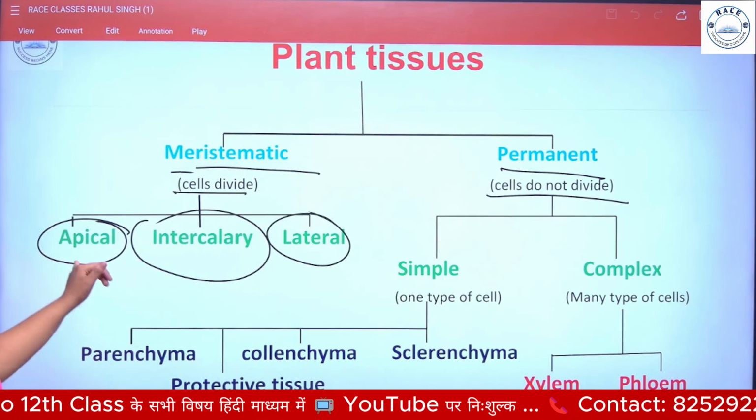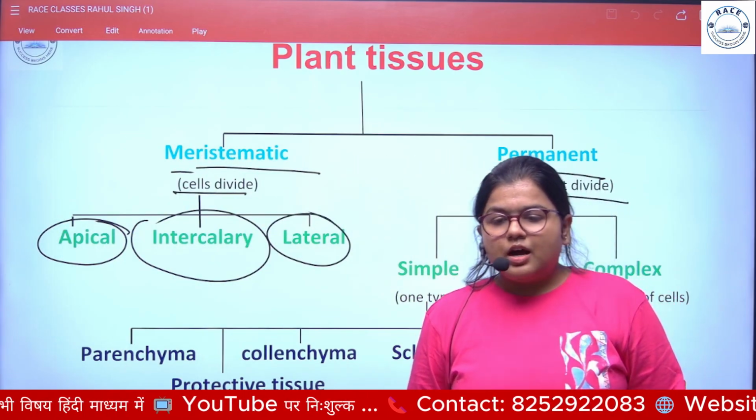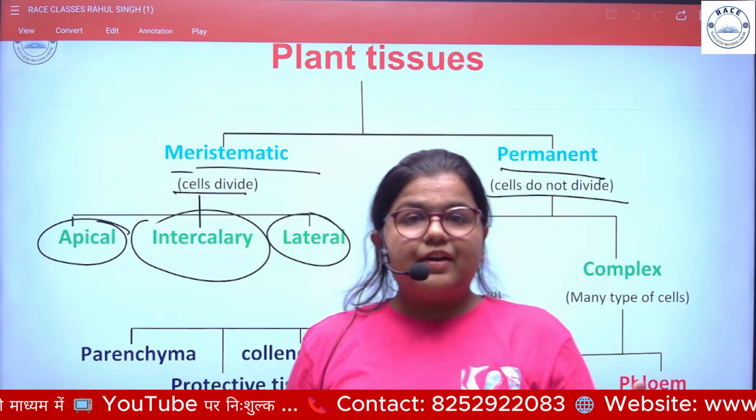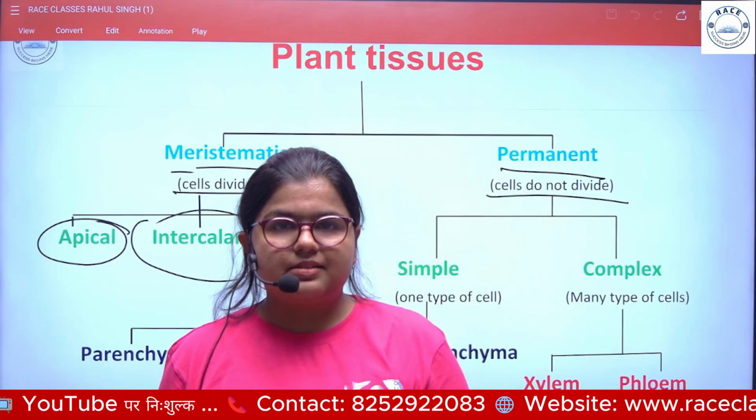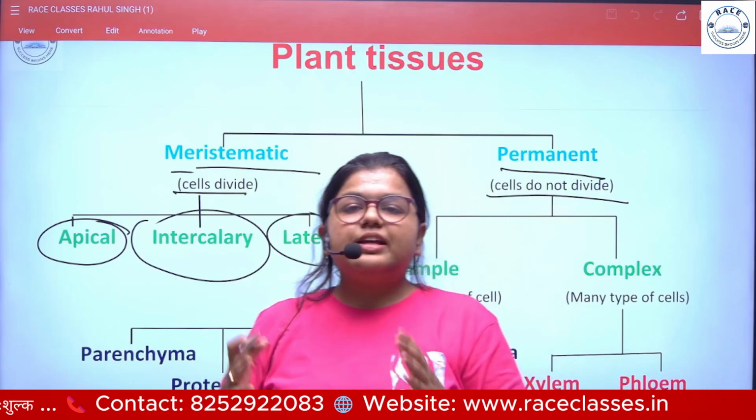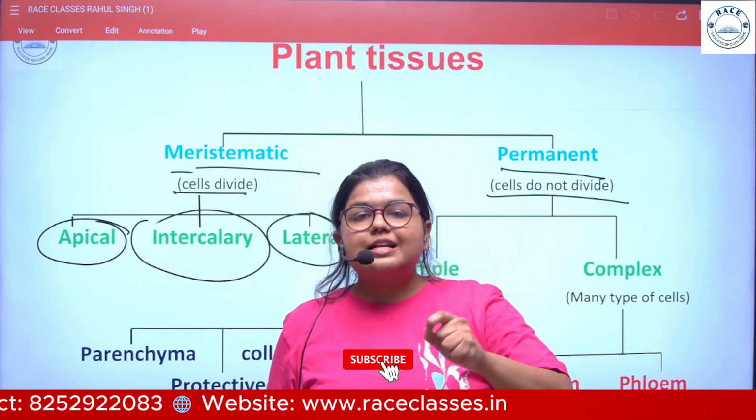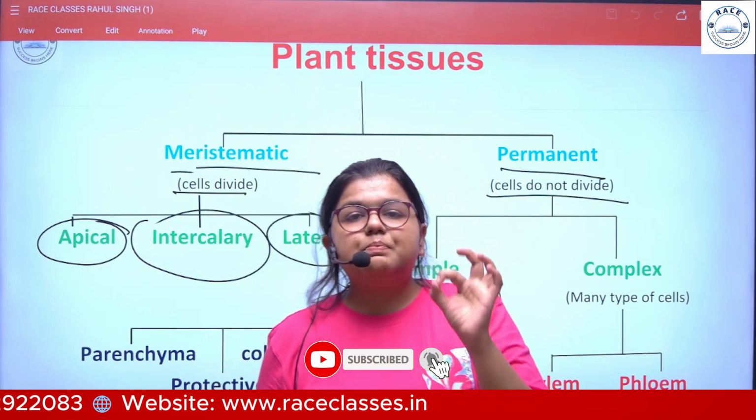When we talk about apical meristem, first of all, let's talk about what apical meristem is. Apical meristem is derived from the word apex. What is apex? Any tip. In a plant we have root and shoot, so they have their particular and specific tips. That tip is known as its apex.